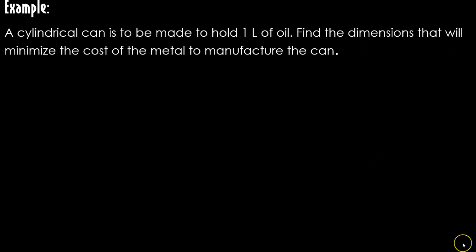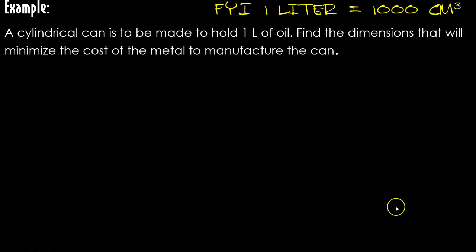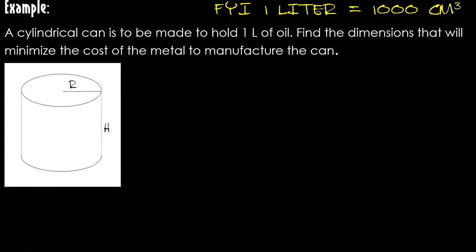Next problem. A cylindrical can is to be made to hold 1 liter of oil. Find the dimensions that will minimize the cost of the metal to manufacture the can. Well, first off, we want to remind ourselves that 1 liter is equal to 1,000 cubic centimeters. Draw a picture of a cylinder, and let's see, remind ourselves, if I'm going to minimize the cost of the metal to manufacture, that's going to be minimizing the surface area. And I know the volume of this can has to be 1,000 cubic centimeters, so I need both the volume and the surface area of a can.